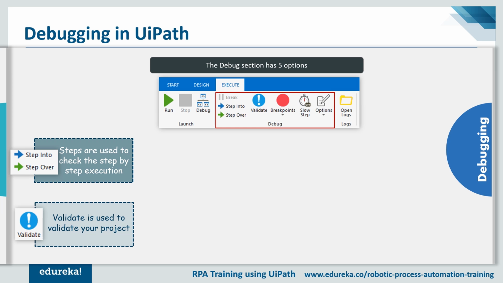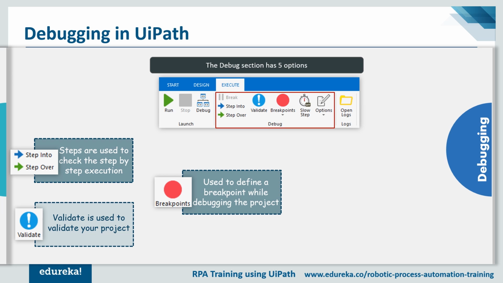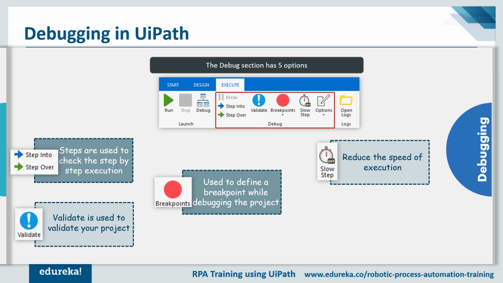But before that, let me tell you what breakpoints are. Breakpoints are those points at which you want to stop your execution. Just imagine you have 10 steps in your automation. If you want to stop your execution at the fifth step, then you can use this breakpoint option to stop the execution at the fifth step. After that, you can use the step into option to see the step-to-step execution, right? That's how you can use the breakpoints. Now moving on to the slow step. The slow step is basically used to slow down your execution. As all of us know, bots are very fast in executing tasks, and even if it's a large task, they execute it within seconds, right?